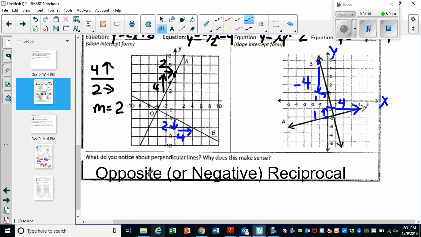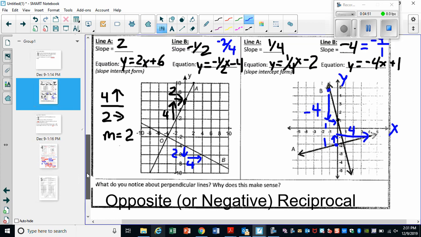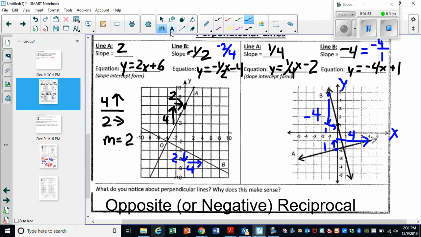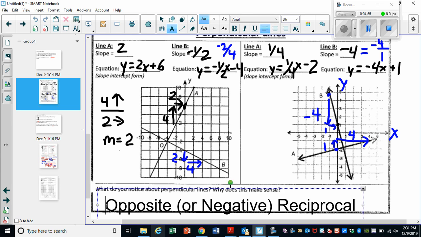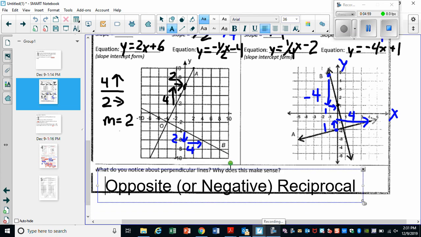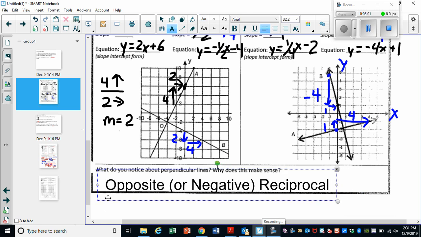So opposite or negative reciprocal, that is for our slopes. To clarify this a little better, slopes, opposite or negative reciprocal.